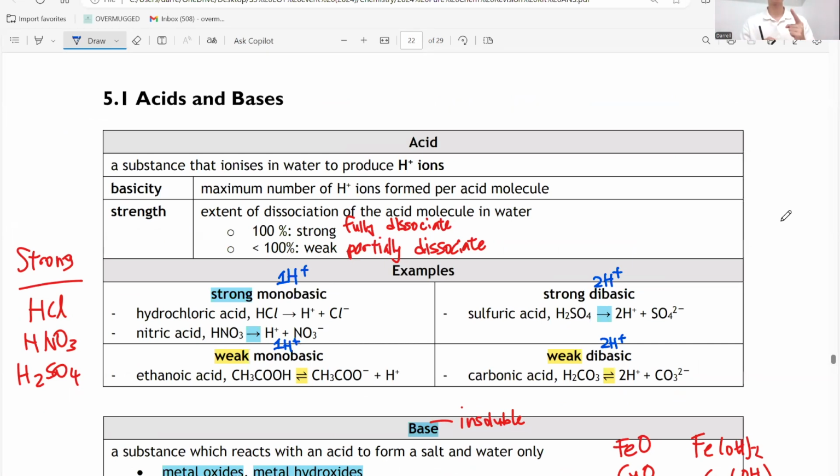Now, the first discussion here is the word strong versus weak acid. Now, in our syllabus, there's only 3 strong acids I need you to remember. It is HCl, HNO3, and H2SO4. Everything else is a weak acid.